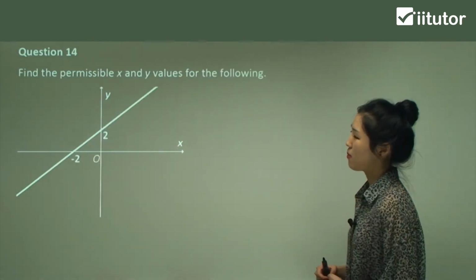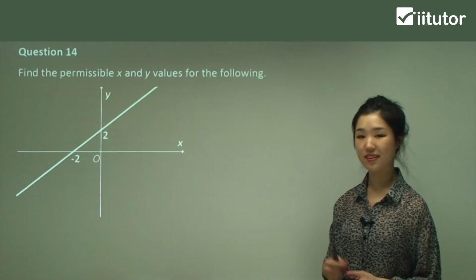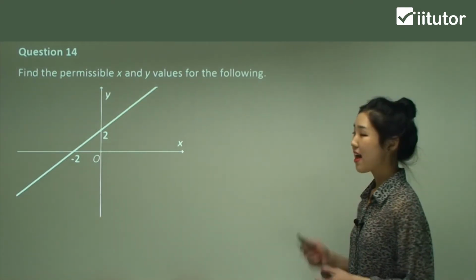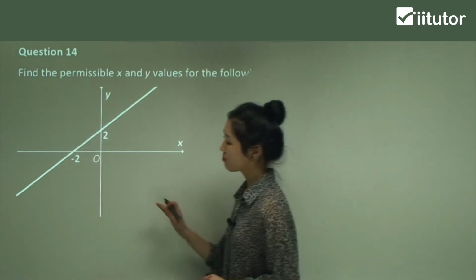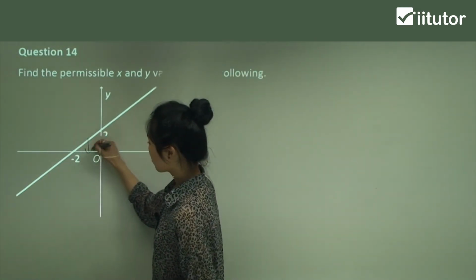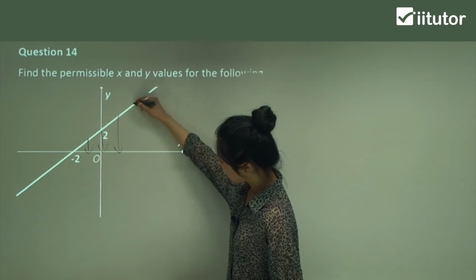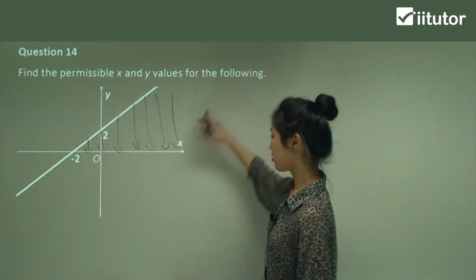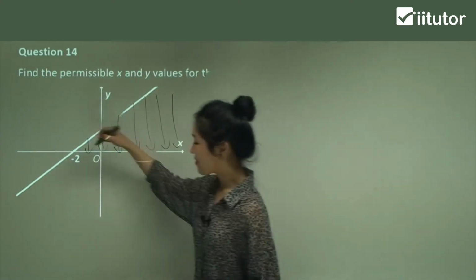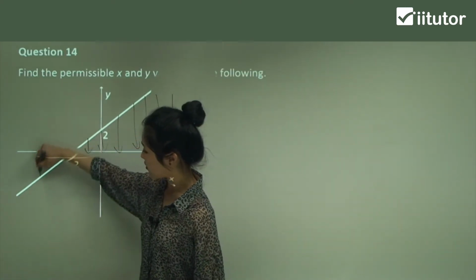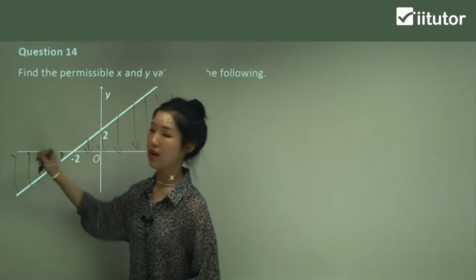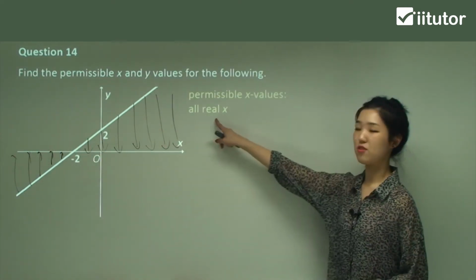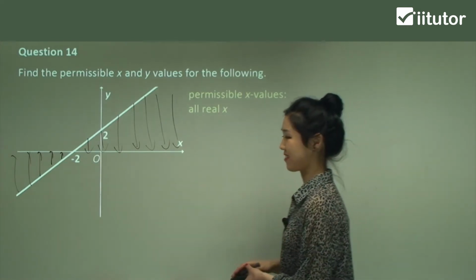Now this time it says find the permissible x and y values for the following. We're going to do the same thing, okay? Starting with my permissible x values. Have a look, guys. The graph represents these x values, and it continues on and on, so it has x values forever, and same on this side, it has x values forever and ever because the graph continues. Therefore the permissible x values are all real x, all values of x.